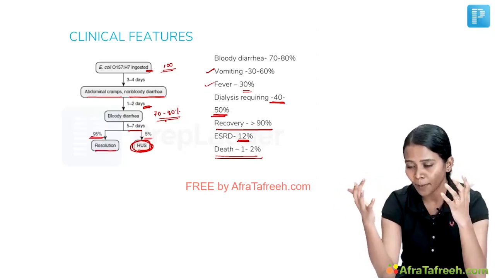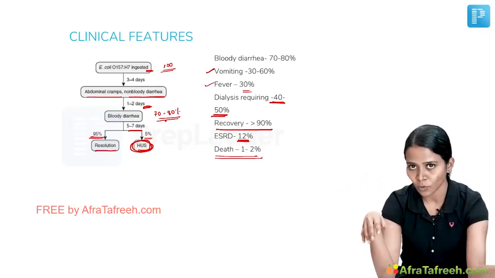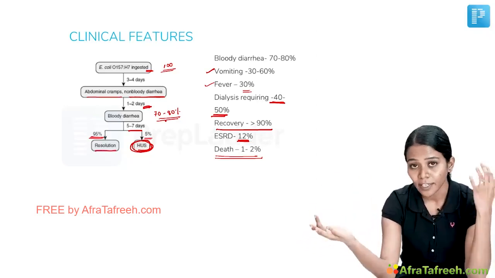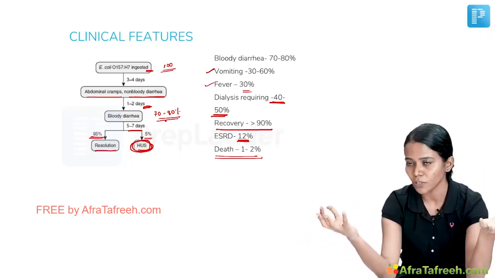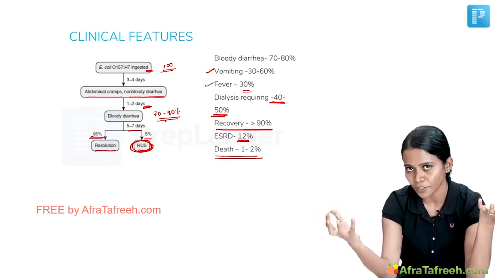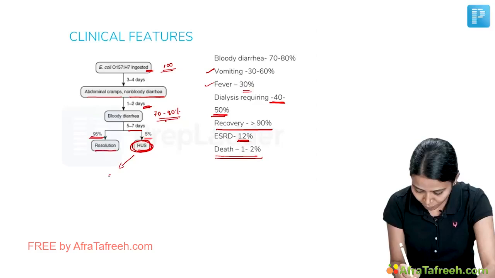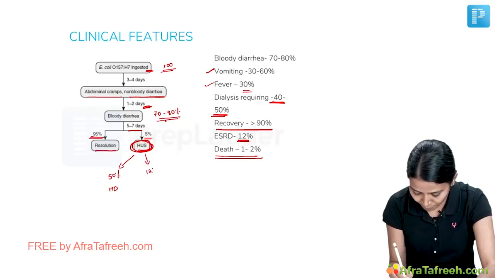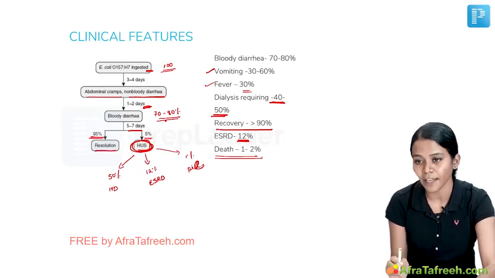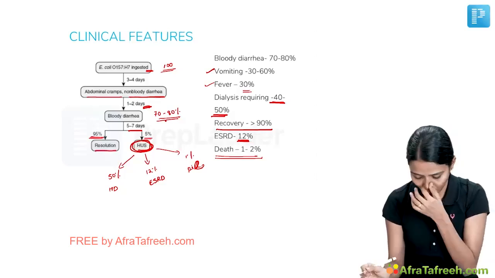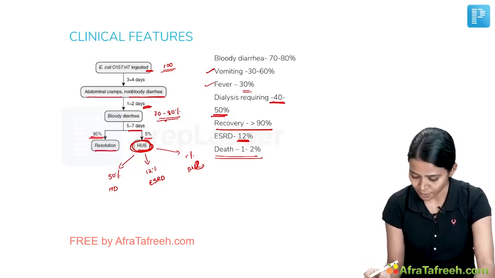Once the bloody diarrhea happens, in 1 week's time, it can either undergo resolution or develop HUS. 95% of patients undergo resolution, 5% of patients develop HUS. In the 5% of patients who develop HUS, around 50% require dialysis, 12% develop ESRD in the long run, and 1% die. So, this is the clinical features of STEC-HUS.